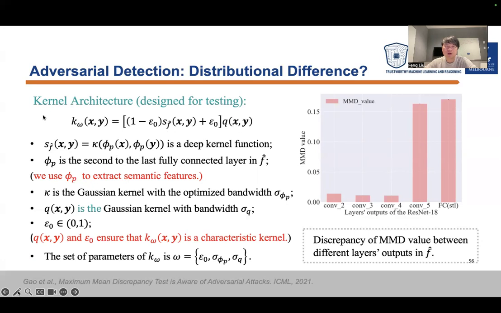In this kernel architecture, it follows previous work. We only have three parameters: epsilon zero, the bandwidth for kappa, and the bandwidth for q. So we only have these three parameters. Then we can just optimize these parameters based on the asymptotics of the proposed statistics and finally detect the adversarial examples.